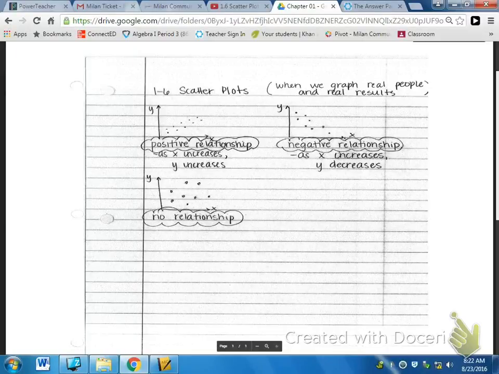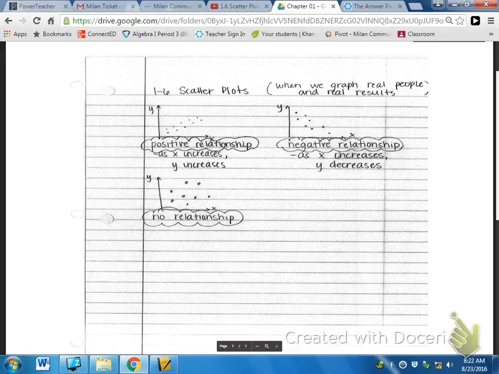This is lesson 1-6, scatter plots. Scatter plots are used when you have to graph real data from real people and real life situations. And I think what you'll notice in scatter plots is that real people and real life data is not perfect, and everything doesn't conform to one straight line. Everything's not uniform. Everybody that is 6 foot tall doesn't necessarily wear a size 10 shoe.